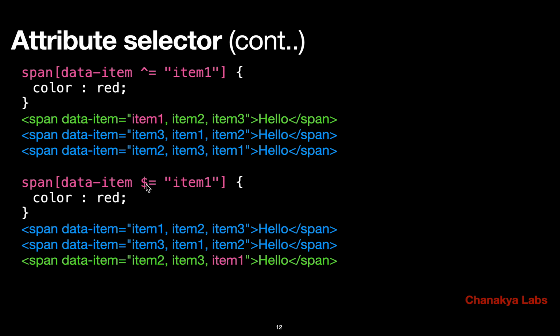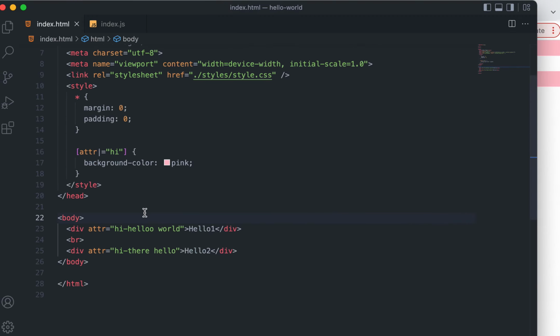Similarly, there is something called dollar equal to, which means that something ends with item one, whatever the name is, so it should end with that thing. If it is in between, not in the start and not in the end, then it will not match. So caret equal to and dollar equal to. Let's see that in action.